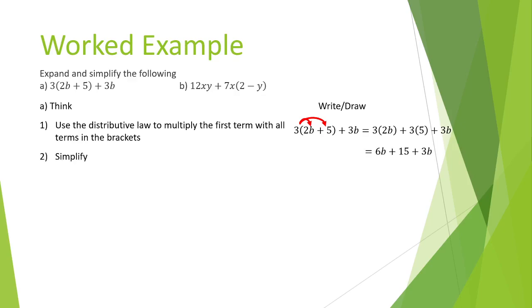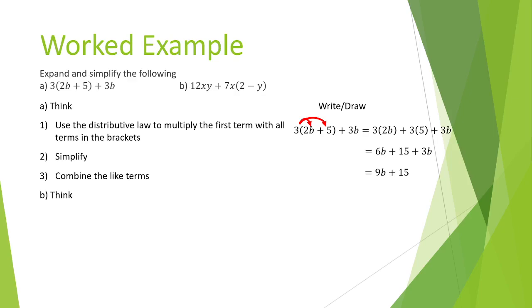Now I simplify down a little bit. So I get my 3 times 2b is 6b. My 3 times 5 is 15. And we've still got that 3b there. Now we can combine those like terms. We've got 6b and 3b. They can combine together, become 9b. And we've still got that plus 15 because that's not a like term to any of the b terms.